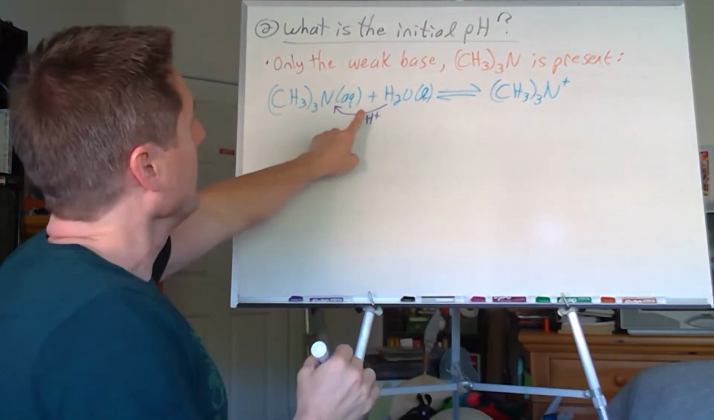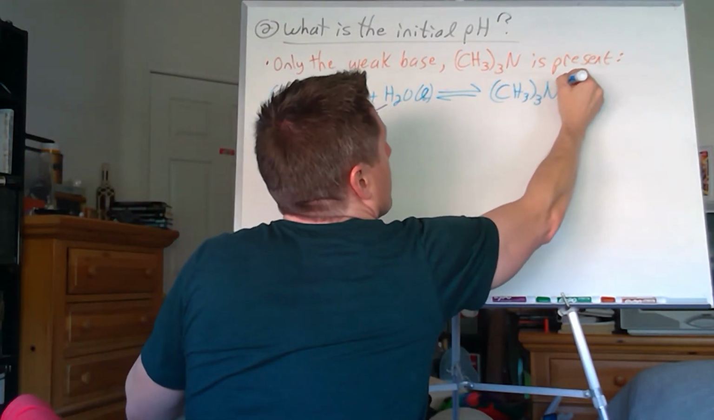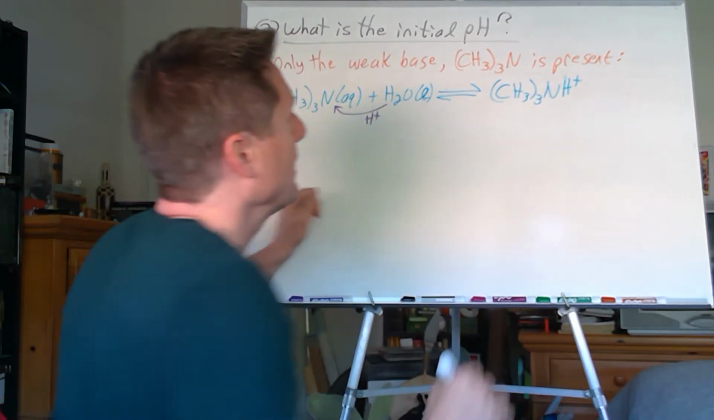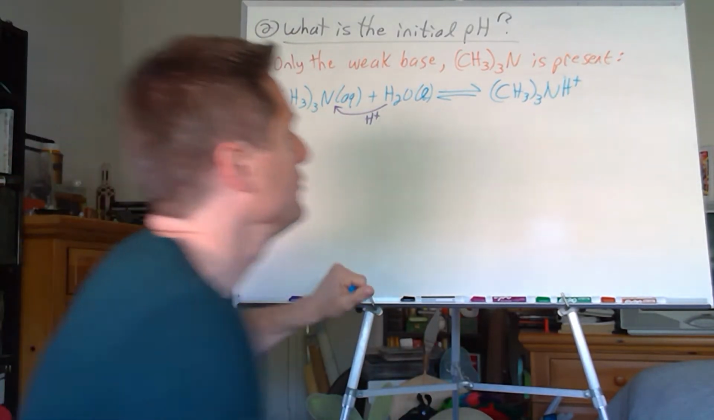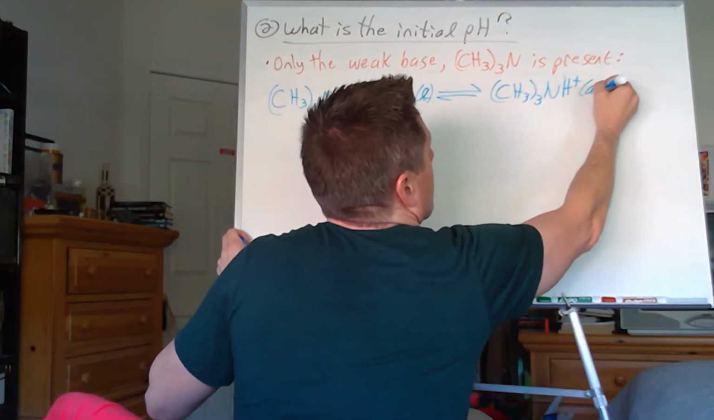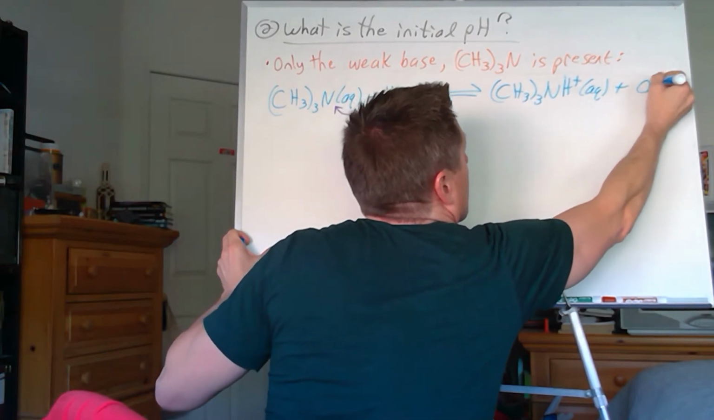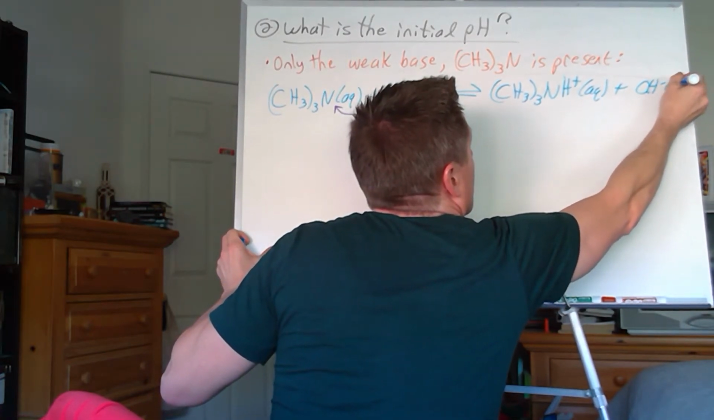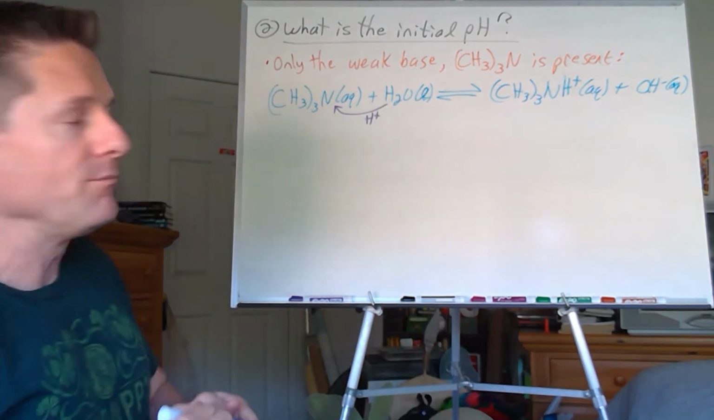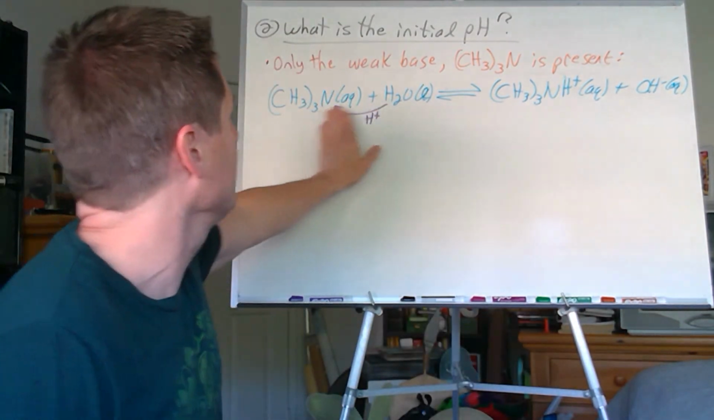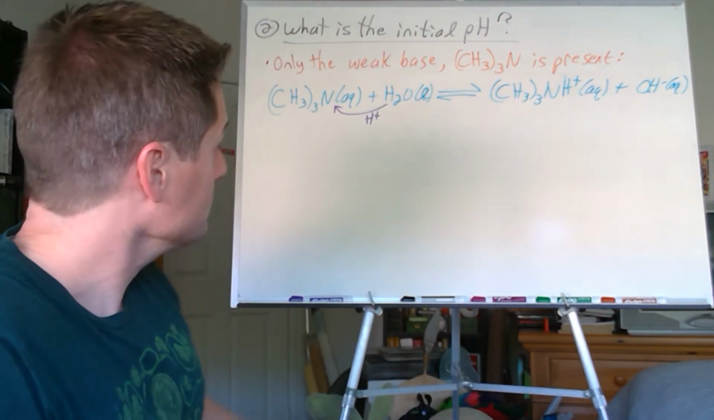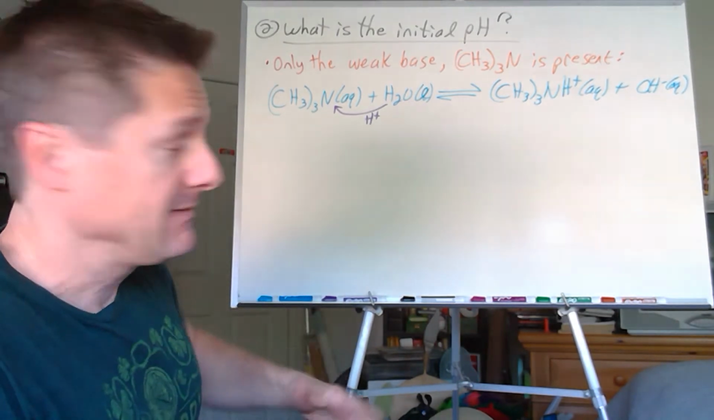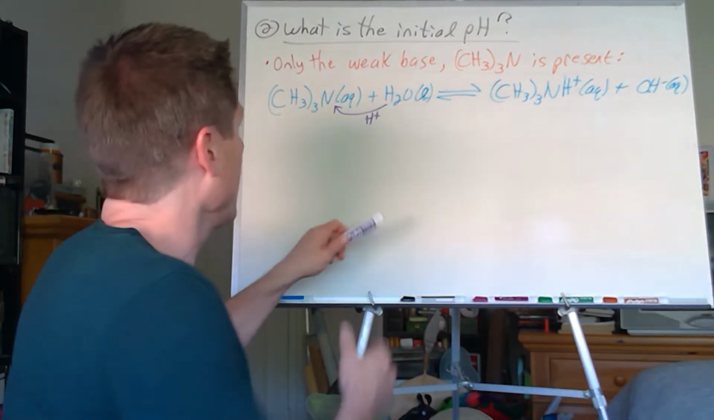So you pick up, whoops, I forgot a hydrogen there. You pick up the hydrogen and the positive charge. And there you go, right? So the water becomes OH-, that becomes the conjugate acid. Let's set up an ice table. So go ahead and do that for me. Draw your ice table.